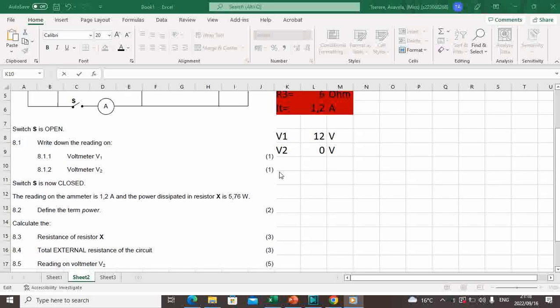Define the term power. Power is the rate at which work is done. Simple definition.